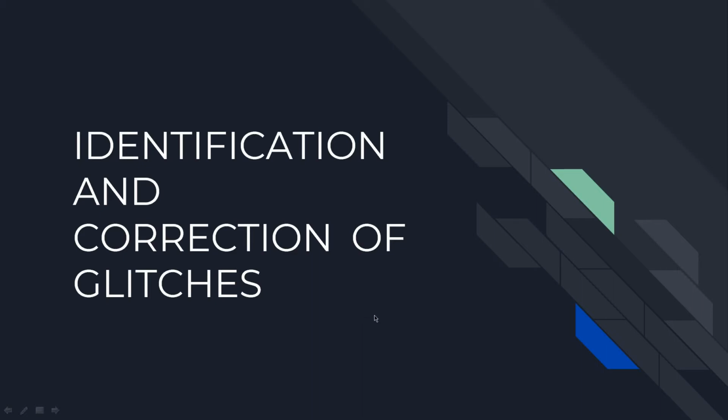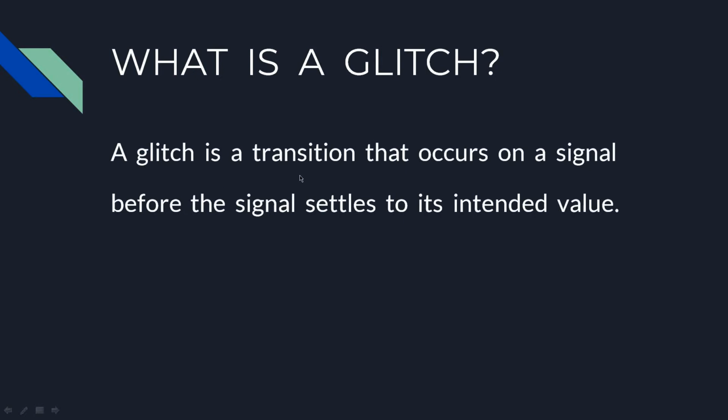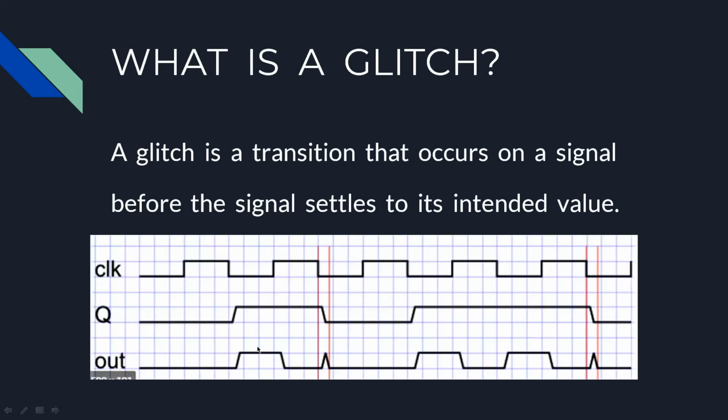First, what is a glitch? A glitch is a transition that occurs on a signal before the signal settles to its intended value. Let us see the waveform. This is the waveform where you can see that there is a glitch in the output waveform here and here due to Q.